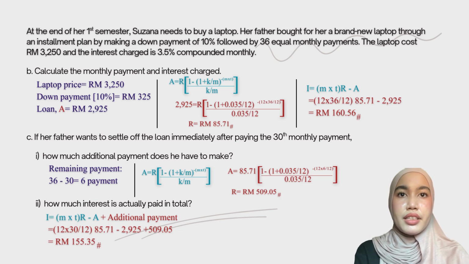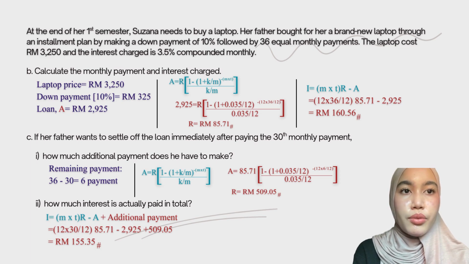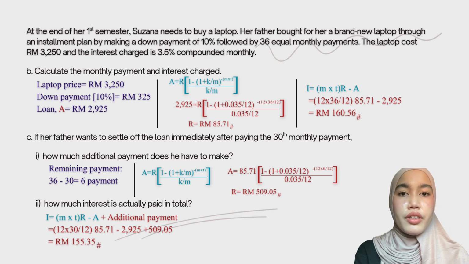To find the additional payment needed, we have to calculate the outstanding principal of the remaining 6 payments. So, we use the formula A equals R times (1 minus (1 plus K over M) to the power of minus M times T), over K over M. Substituting the information that we have, R equals 85.71 ringgit, K equals 0.035, M equals 12, T equals 6. And the remaining payment amount calculated is 509 ringgit 05 cents.